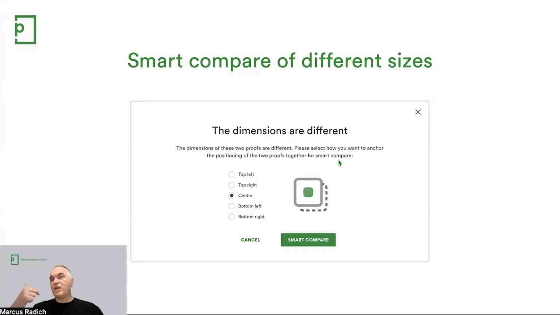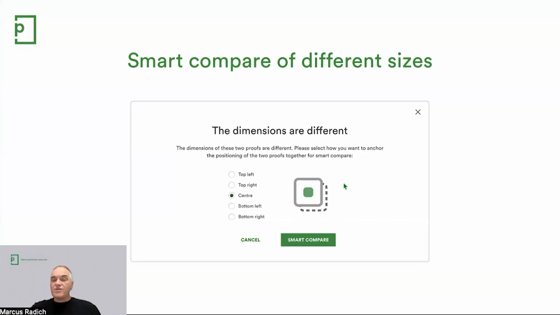Okay, so when you click on Smart Compare, if they are dimensionally different, you'll get this pop-up, and you've got the ability here to choose where you would like the centering or the origin to be between the two pages. So for example, most of them are going to be centered, so it's going to align them by the center, and then you'll be able to see the things that are different on the pages.